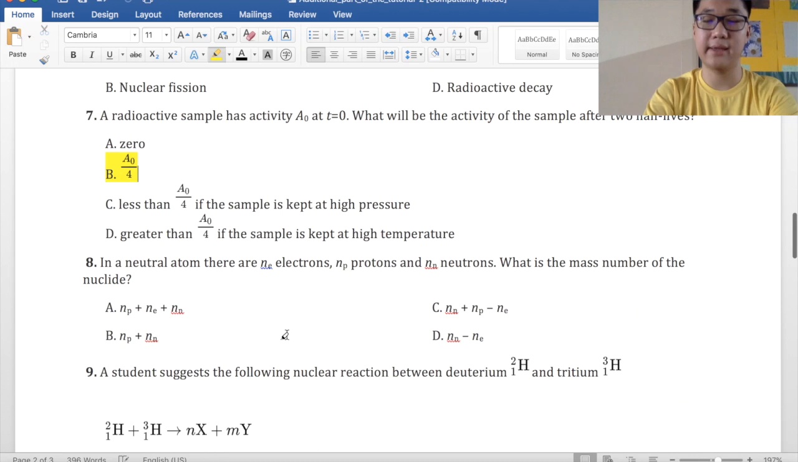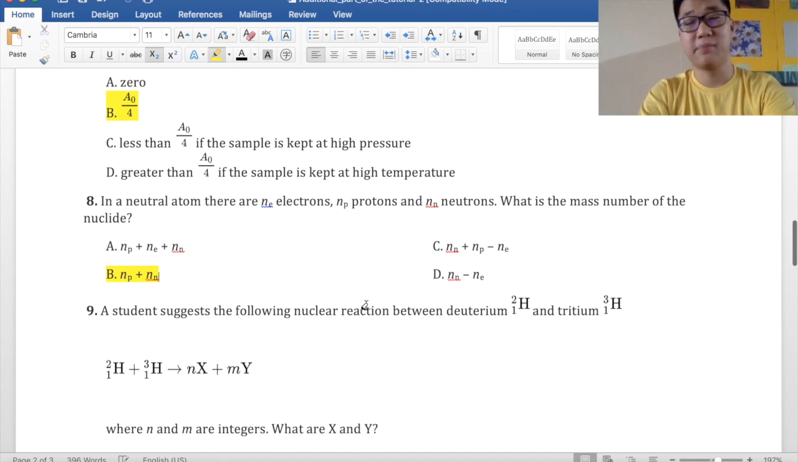Let's go to number 8. In a neutral atom, there are Ne electrons, N protons, and N neutrons. What is the mass number of the nuclei? So the answer here is B. This is a very simple question because the formula for mass number is the number of protons plus the number of neutrons. Again, the formula for mass number is the number of protons plus the number of neutrons.